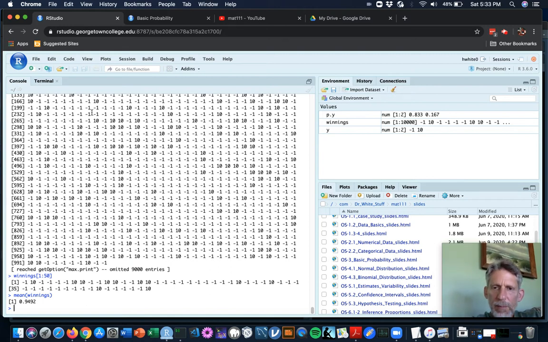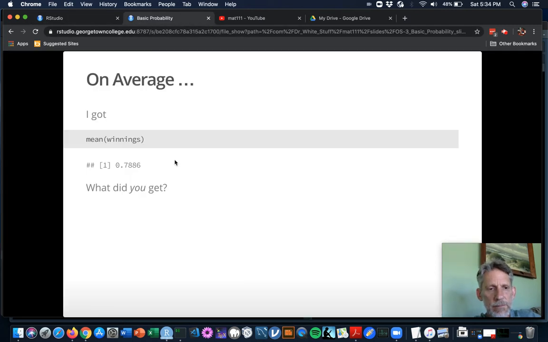Your results probably differed a little bit from 0.9492 because you got different random looking results. But probably the difference was not that great from what I got here. When I made the slides, I got 0.7886. I wouldn't be surprised for you to get something in the high 0.7s, something in the low to mid 0.9s. I'd be pretty surprised if you got much more than a 1 or much less than a 0.5. Write to me about that if you do. That would be really interesting.